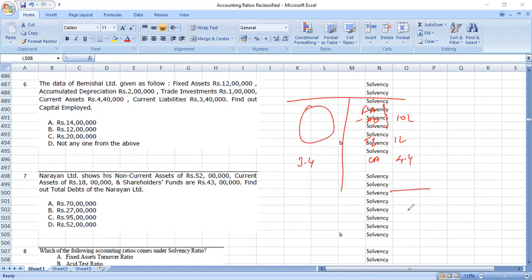Capital employed is not given. So this minus this will give this. 15.4 minus 3.4 will give 12 lakhs. So the answer for this question will be 12 lakhs.